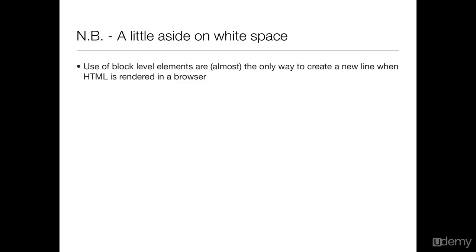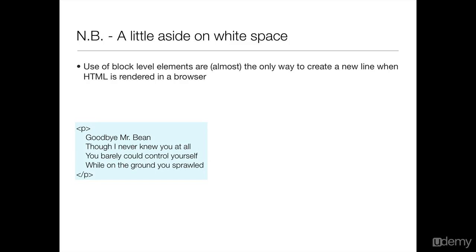The key thing about HTML is that the block level elements are almost the only way to create a new line when HTML is rendered in the browser. Of course, there's carriage returns and so forth. But if you want to create a line break, then that occurs automatically at the end of a block level element. If you're new to HTML, you have to be aware of this. So if you write something within a paragraph where you think that the browser will respect your carriage returns at the end of the line, then you will be mistaken.